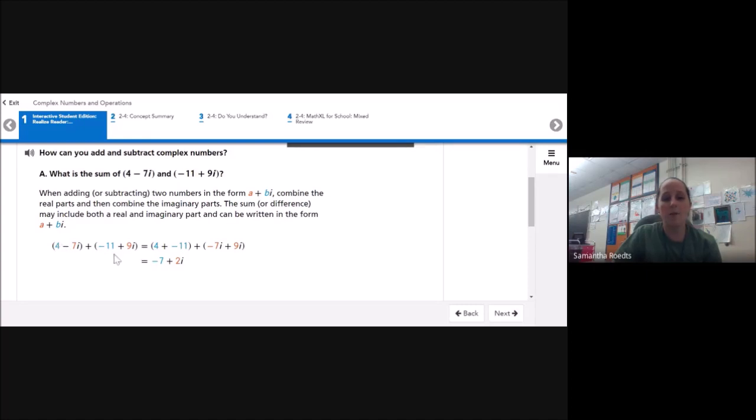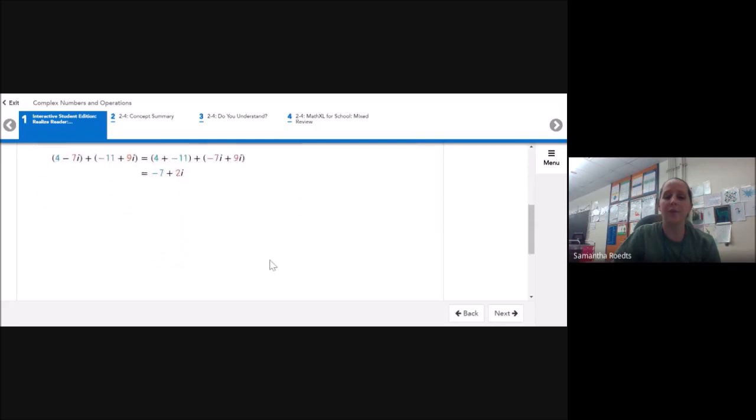The 4 and negative 11 are my real parts, so I'm going to add those together, 4 plus negative 11. Then I have negative 7i plus 9i. I can add them together, they're my imaginary parts. You can almost think of i as a variable. So negative 7 plus 2i is my final answer. 4 plus negative 11 gives me negative 7, and negative 7 plus 9 gives me a positive 2.